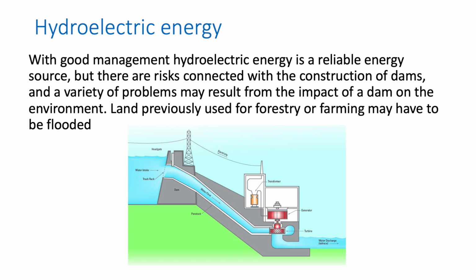Hydroelectric energy. In hydroelectric energy, the potential energy of water stored in the reservoir is used to generate electricity. Water is allowed to pass through a pipe, and the kinetic energy of this water is used to rotate turbines, which generate electricity in a generator.